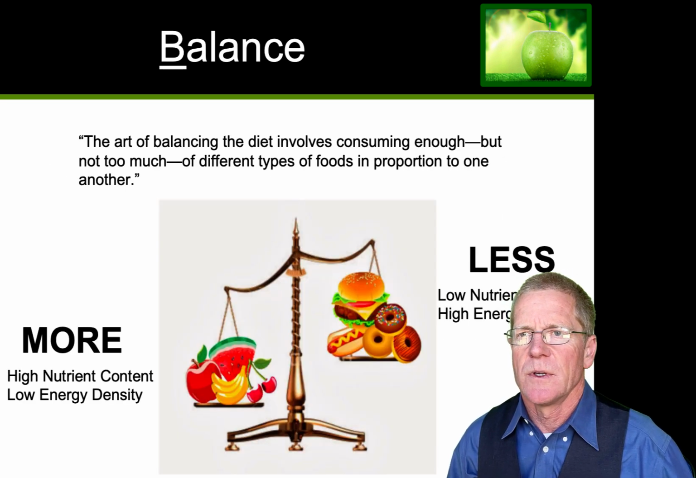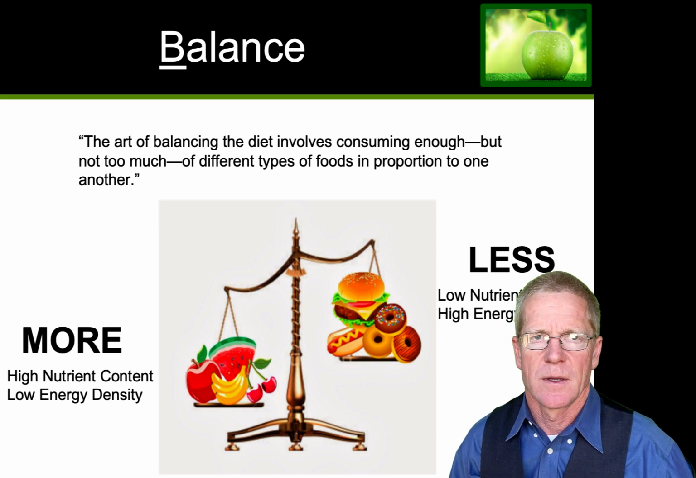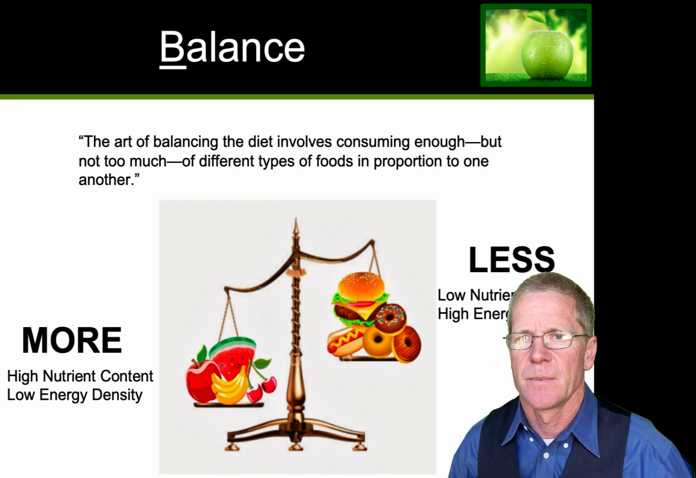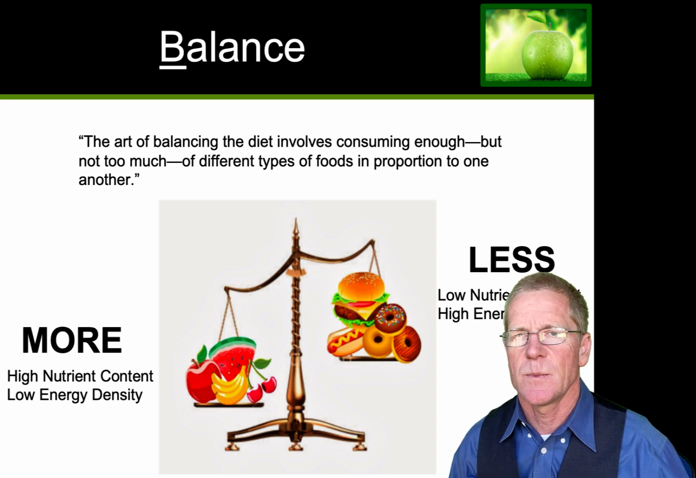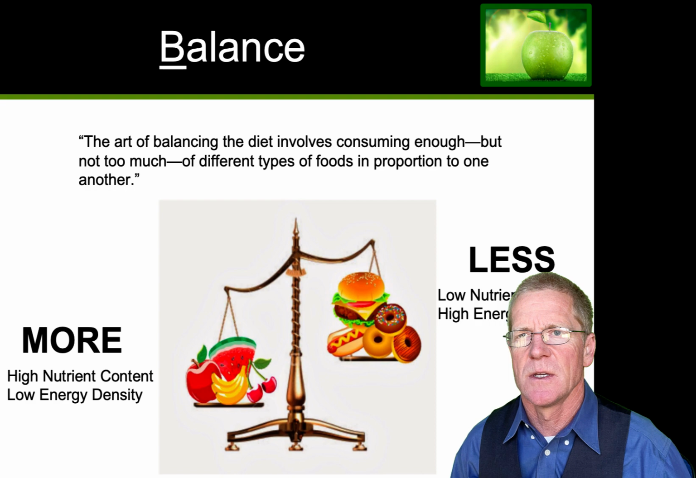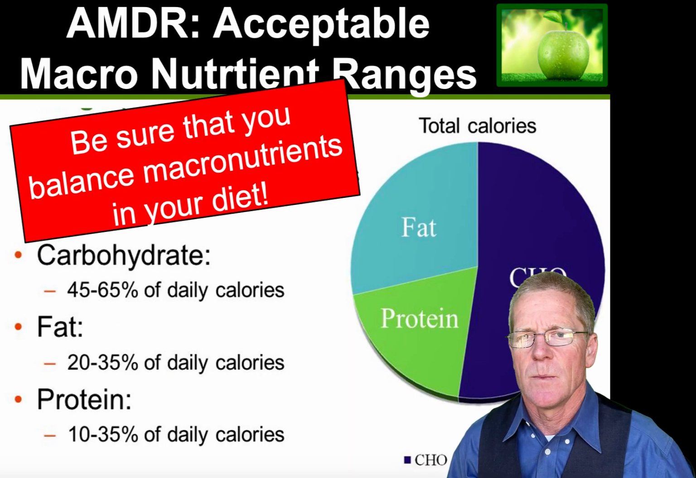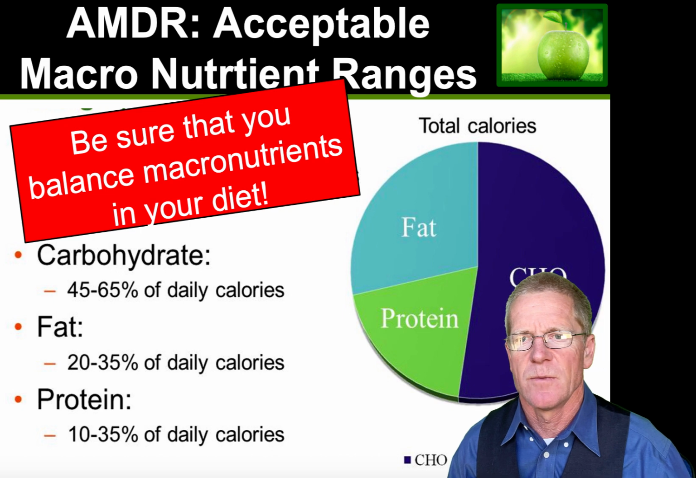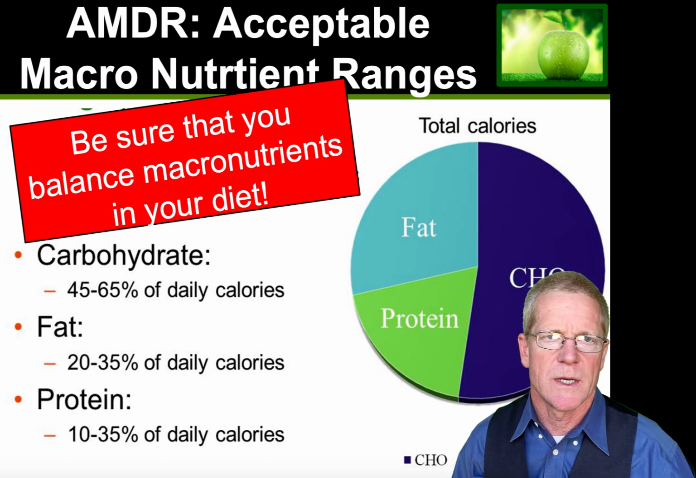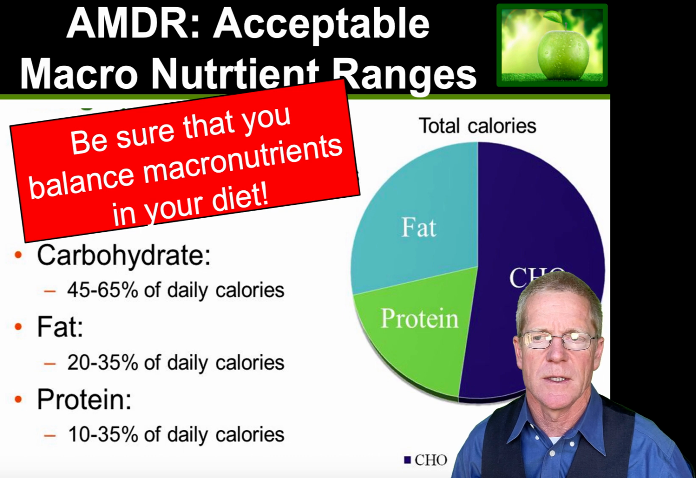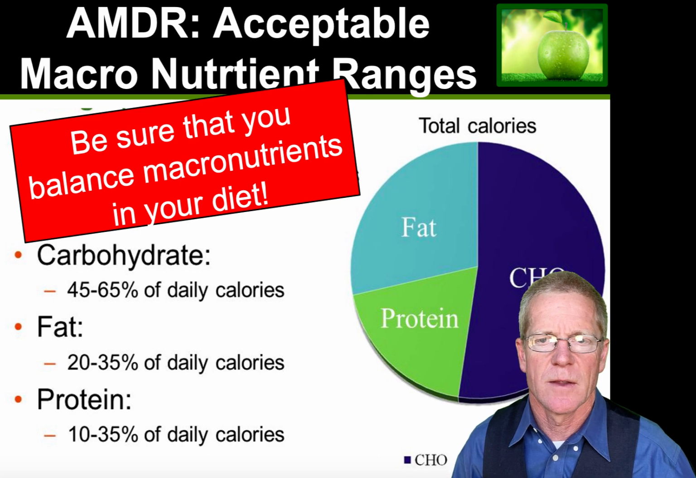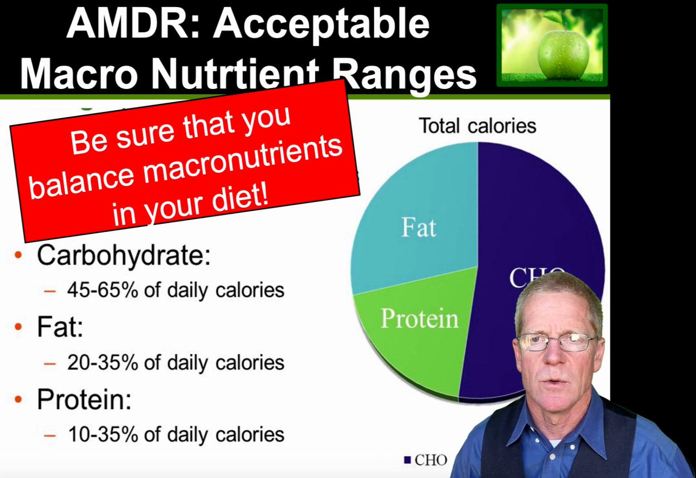Balance. It's really important to balance the different kinds of carbohydrates, proteins, and fats in your diet. These are the acceptable macronutrient distribution ranges that the USDA recommends. Carbohydrates should be in that 45 to 65% of your daily calorie range. Fat should be 20 to 35% of your daily caloric intake. And protein should make up 10 to 35% of your daily calories. Now, athletes will probably want to be at the higher end of the protein intakes and perhaps at the lower end of the fat intakes. But carbohydrate intake should always be in that 45 to 65% range, around about half of your kilocalories.